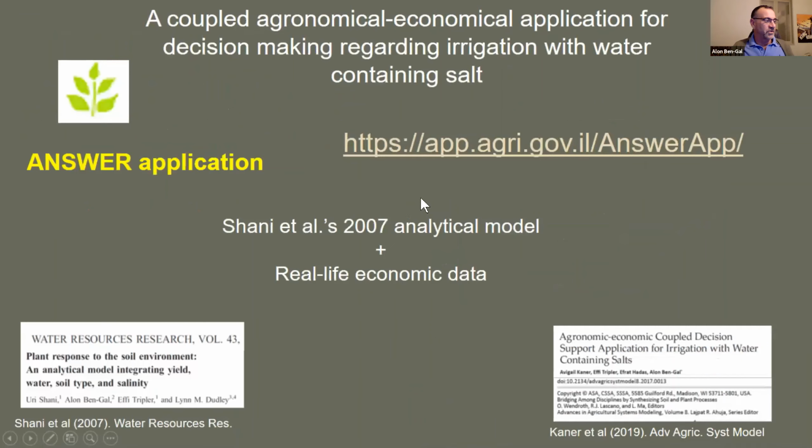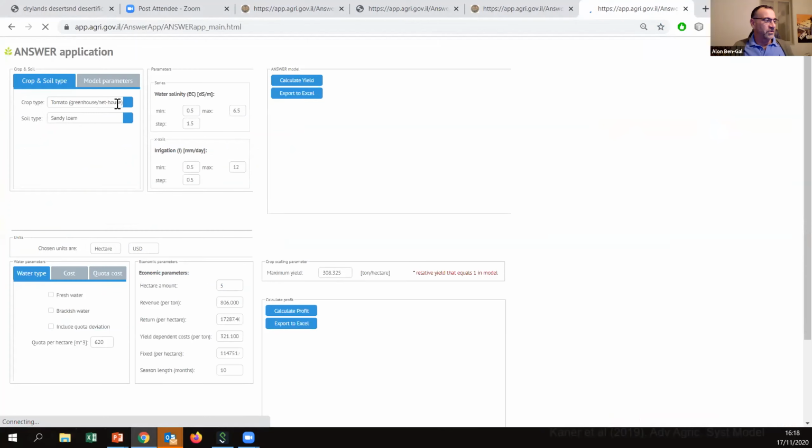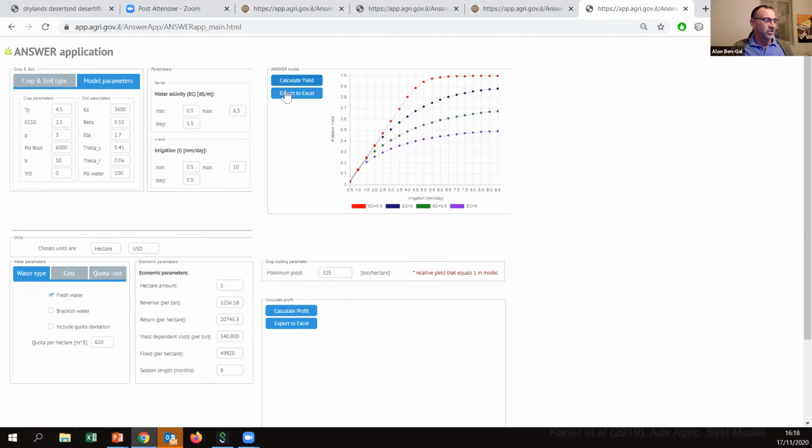We won't go too much into that. What I want to do is show how we've tried to make this accessible. We've turned this model into an application, and the user can go in and choose a crop. We'll pick the peppers we were looking at before, choose the soil, change the parameters that are running the model if the user knows better than the library, and then solve the model for a matrix of irrigation amounts and water salinity.